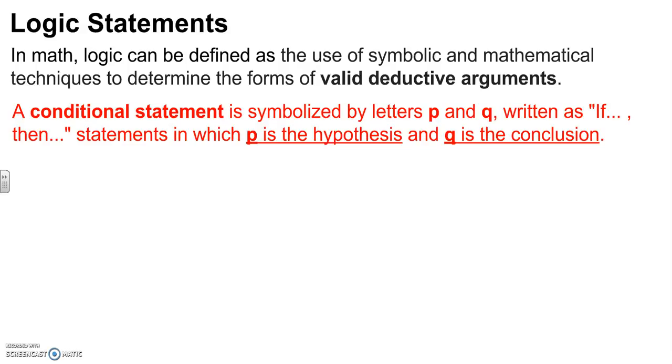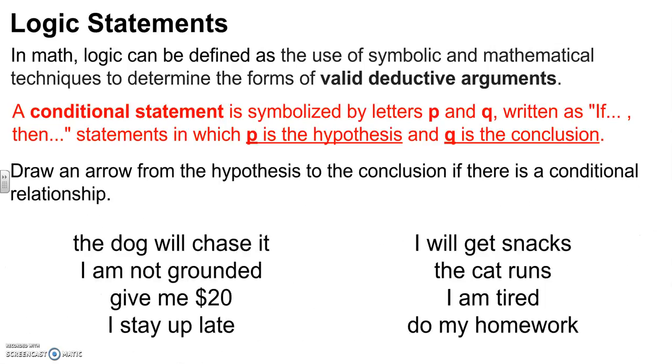A conditional statement is symbolized by letters P and Q, written as if-then statements in which P is the hypothesis and Q is the conclusion. So the idea is that we're starting with something, and that's our P statement, and then it leads to something else, its conclusion. It has to make a logical connection. Draw an arrow from the hypothesis to the conclusion if there is a conditional relationship. So if you could say, if the dog will chase it, then I do my homework, well then that would be an example of a good statement. But if you can't say it, then it's not. So take a pause here and write those down, then come on back.